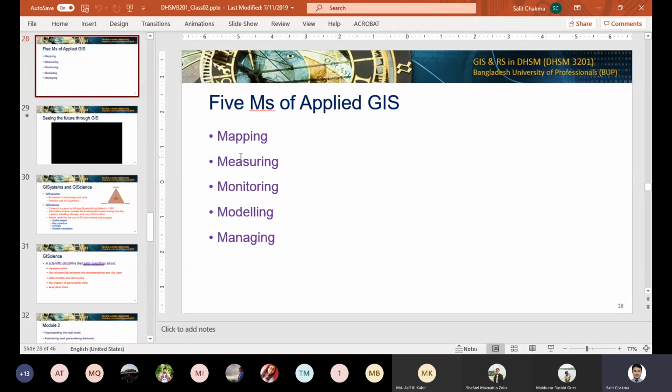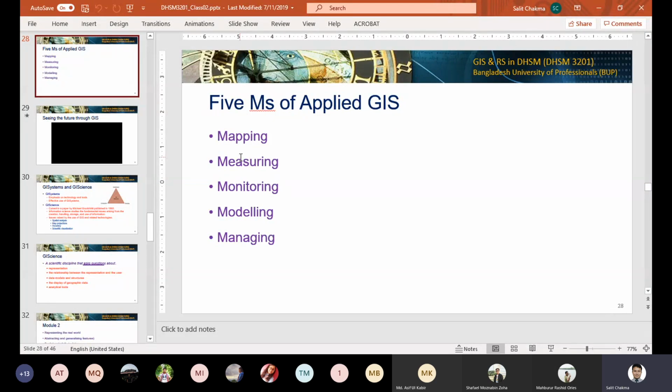Are we going to make a dashboard? We have multiple dashboards of COVID-19 for Bangladesh now from different organizations. All of them are using this Esri ArcGIS dashboard, and all of them are making their own maps based on the data that they have gathered from multiple sources. So that is also part of management, applying them in management.